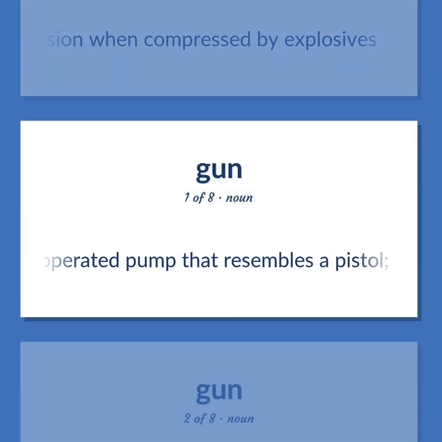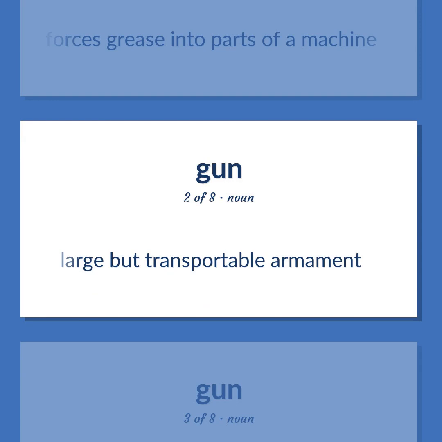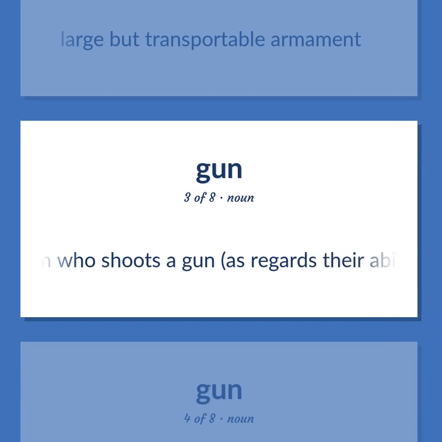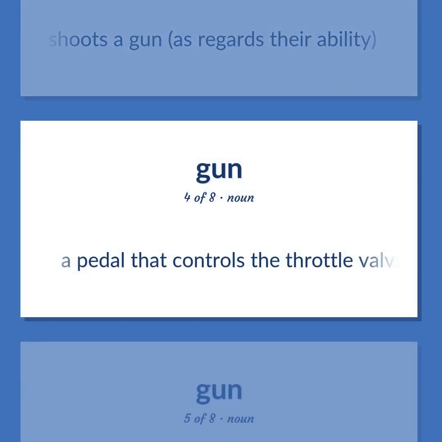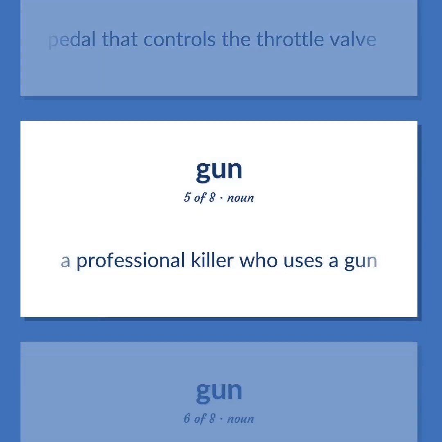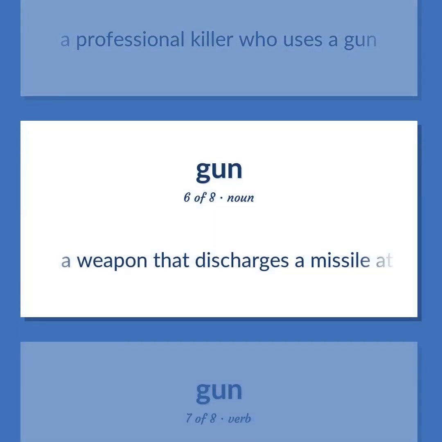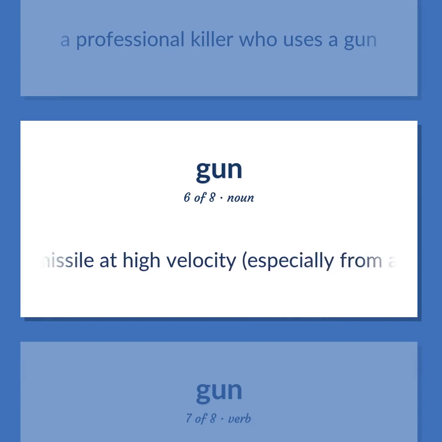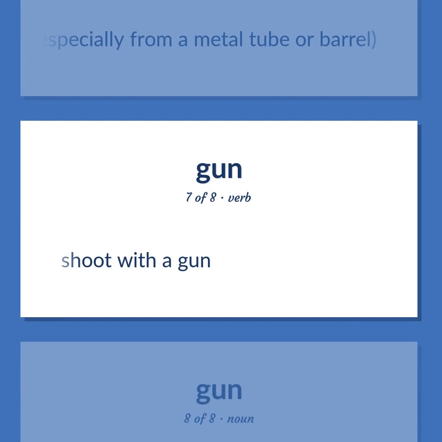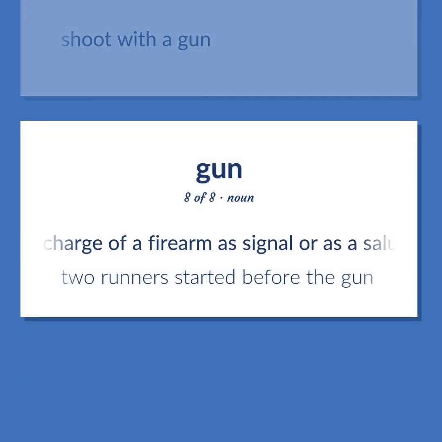A hand-operated pump that resembles a pistol, forces grease into parts of a machine. Large but transportable armament. A person who shoots a gun, as regards their ability. A pedal that controls the throttle valve. A professional killer who uses a gun. A weapon that discharges a missile at high velocity, especially from a metal tube or barrel. Shoot with a gun. The discharge of a firearm as signal or as a salute in military ceremonies. Two runners started before the gun.